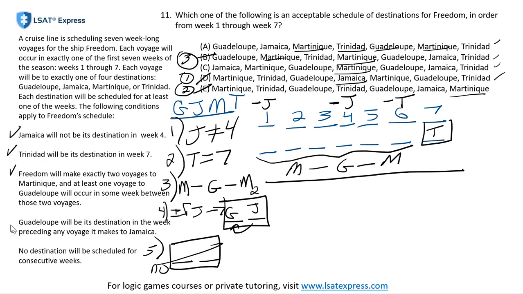And that is rule 3. How about rule 4? G will be the destination in the week preceding any voyage to J. All right, so answer A, here's a J, G to its left, that's fine. But answer C, J is first. We said before, J cannot be first. So that's out. Rule 4 gets rid of that one, so the answer is A.